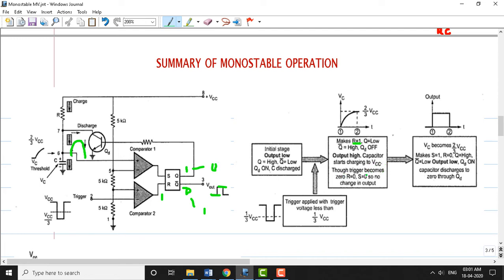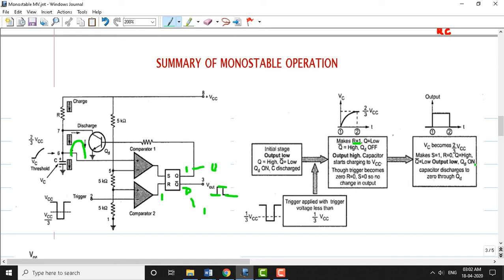Though the trigger becomes 0 here, R is equal to 0 and S is equal to 0. If you change the pulse here, there is no change in the output. So it charges up to 2 by 3 VCC. Once the voltage crosses 2 by 3 VCC, what happens now? Once VC becomes equal to 2 by 3 VCC, that makes S as 1. So once S becomes 1, and R is 0, Q becomes high now. We return back to the original state, and Q bar becomes low. So we entered into the normal state here.